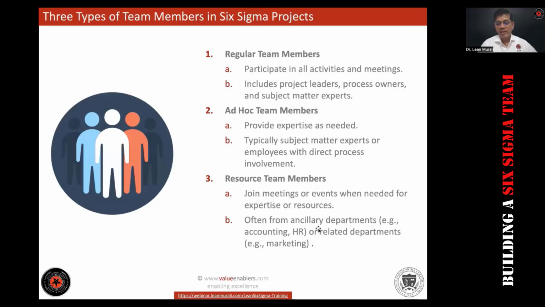Often ancillary departments like accounting, HR, and other related ones. For example, when you talk about a Six Sigma project, particularly when the project charter is given, you need to have financial benefits written there. The financial benefit is actually given by the finance manager. And in some projects during implementation, you might need complaints from HR or complaints from the admin department.